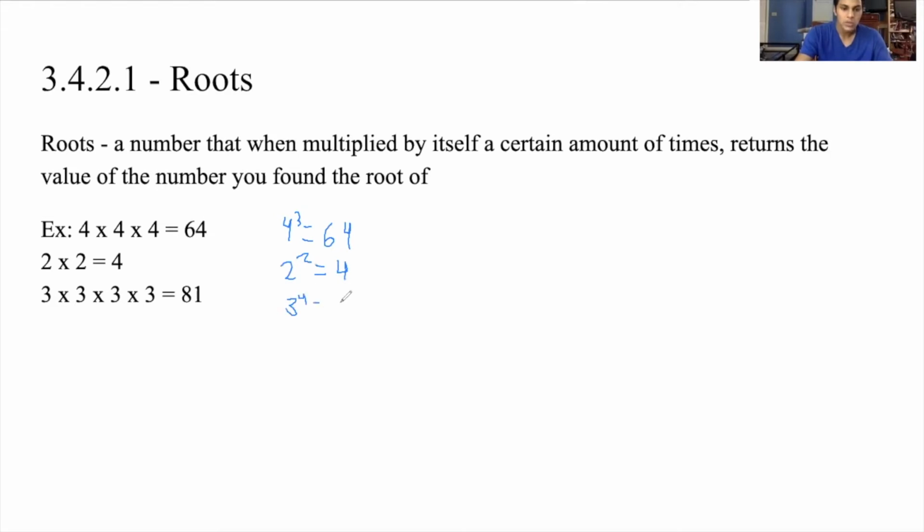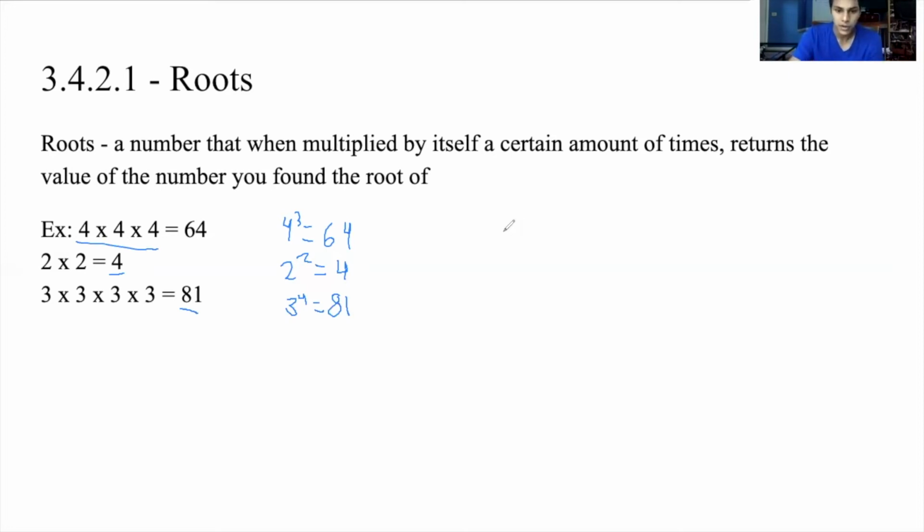But we can also put this in the form of a root. So here's what I mean. We could say the third root of 64 is 4. And the second root of 4 is 2. And we could also say the fourth root of 81 is 3. So this is essentially what roots are. Roots are basically the opposites of powers. When you raise a number to a power, the result will have the root as the number that you raised to the power of something.